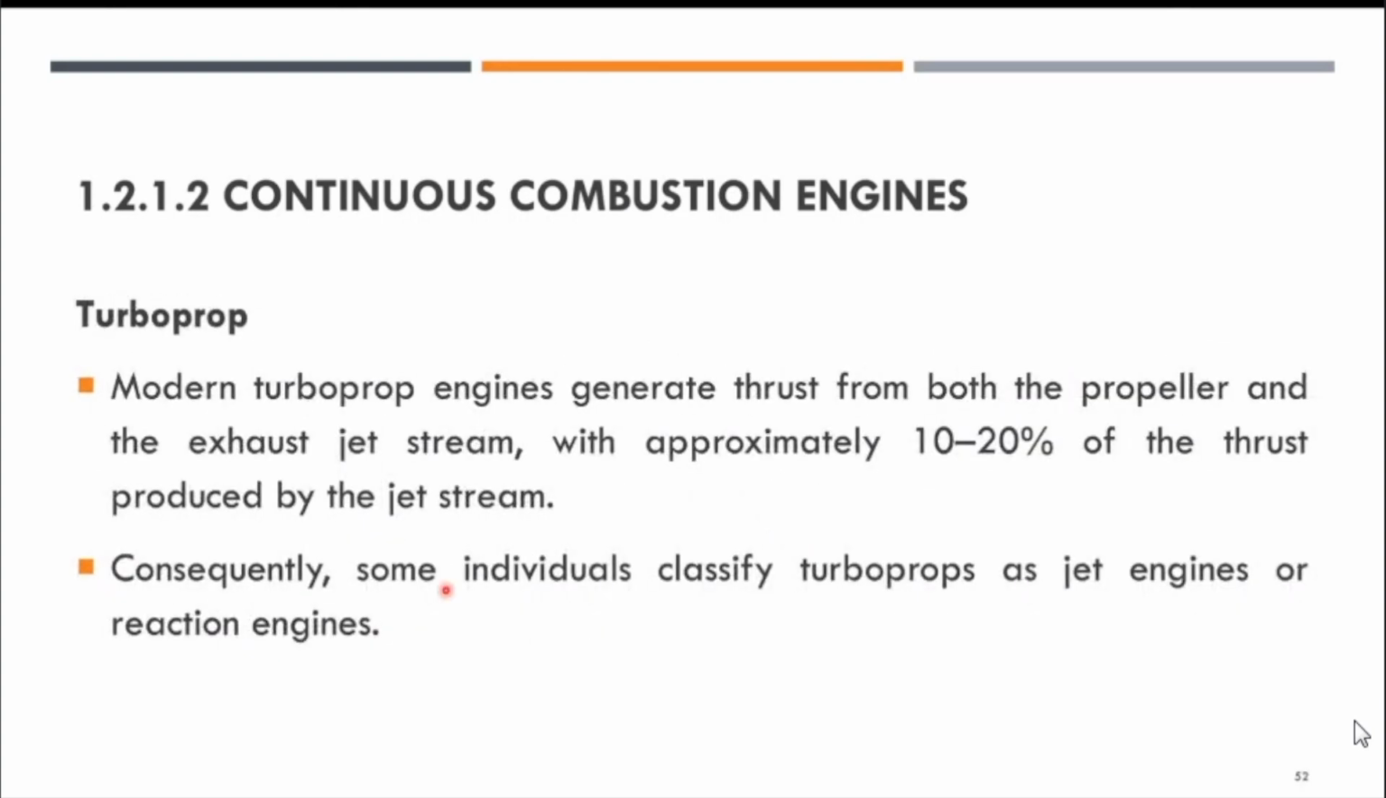Modern turboprop engines generate thrust from both the propeller and the exhaust jet stream, with approximately 10 to 20% of the thrust produced by the jet stream. Consequently, some individuals classify the turboprop as a jet engine or reaction engine.